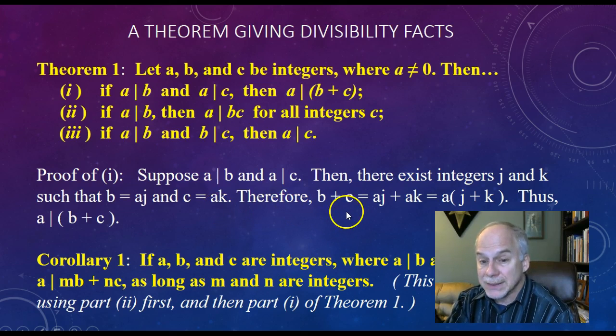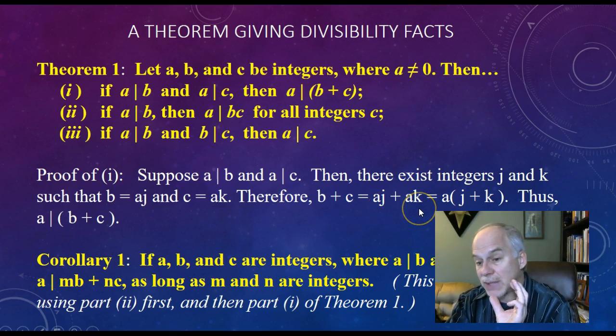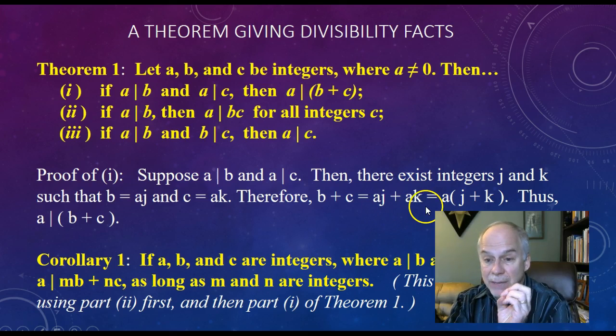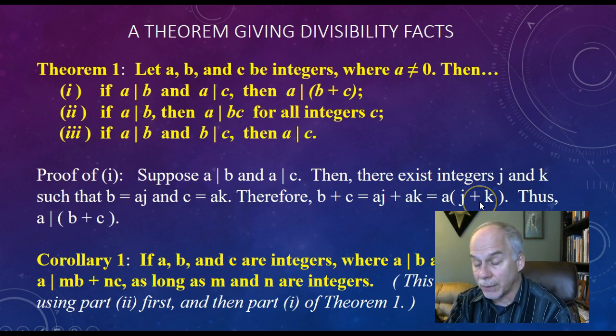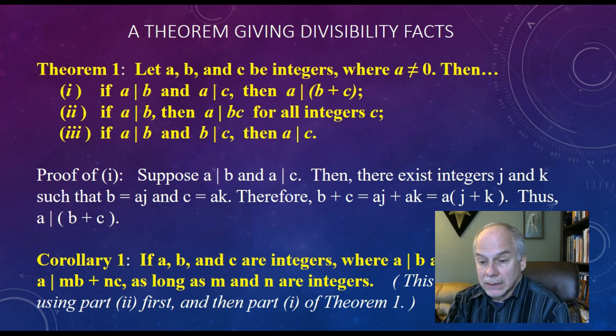Again, that c is a multiple of a. Therefore, b plus c, well, now we're just using substitution, would be aj plus ak. Now, aj plus ak, I can distribute out an a out of that, and therefore we have that b plus c is a multiple of a because it's a times some integer. Okay? Well, if it's a times some integer, by the definition of divides, then a divides b plus c. All right? So look at that proof.